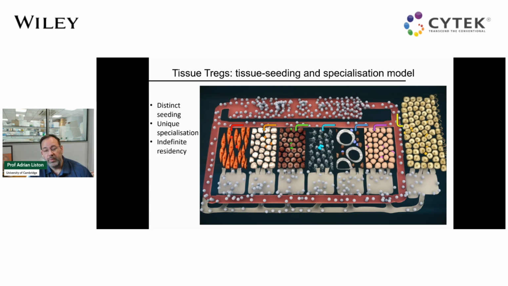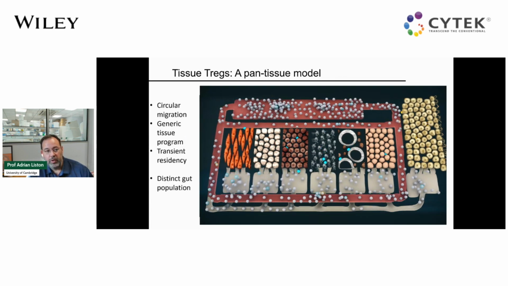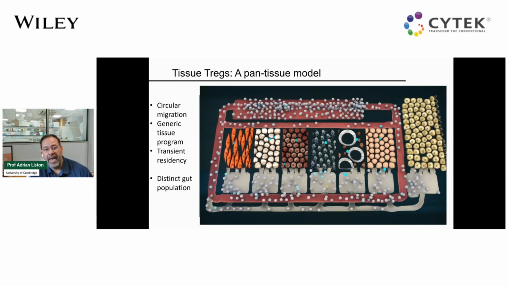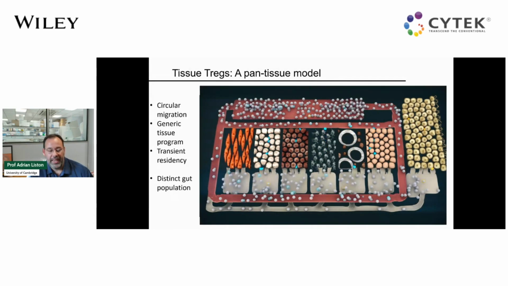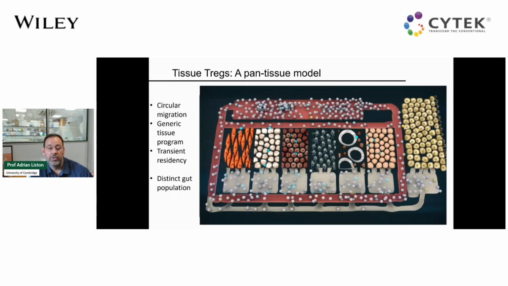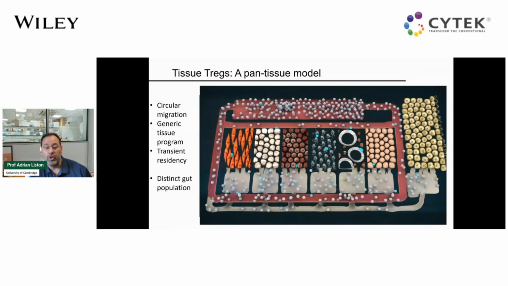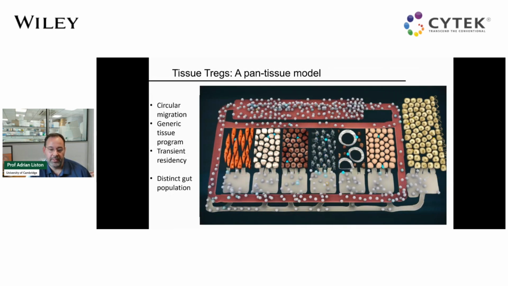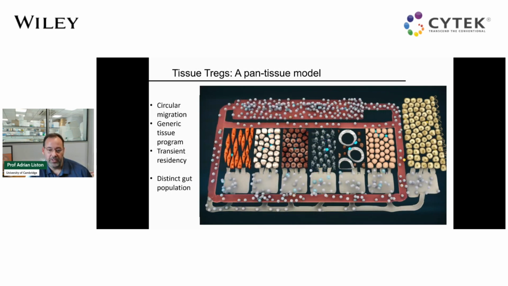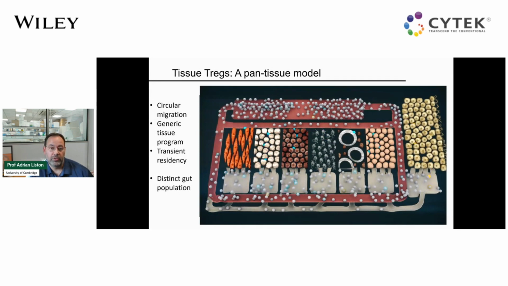And we don't see indefinite residency because the parabiosis data says that these cells can leave relatively quickly. So the model that we think is valid for regulatory T cells is a model where there are these pan-tissue cells. There are regulatory T cells present in circulation. They're able to enter different tissues. When they enter a tissue, they turn on this tissue residency module. That module is more or less the same in multiple different tissues. They'll then percolate through that tissue for a number of weeks to months before they leave and go back into circulation.